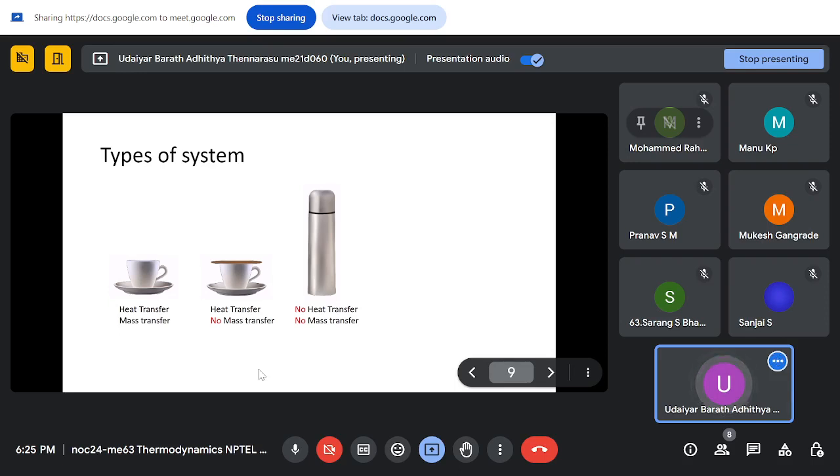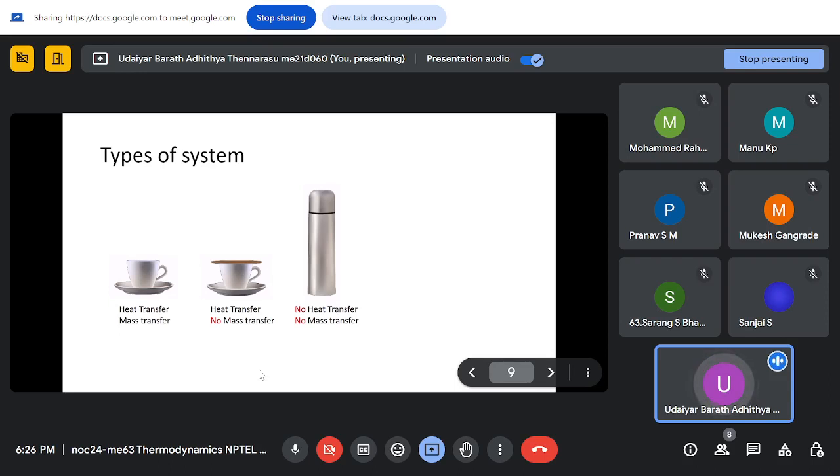Now we'll go back to something simple. You have a cup of tea, it's hot, you poured a cup of tea and kept it. What do you think? In this case you have heat transfer happening, and there's a mass transfer also happening, because the tea is hot, some will evaporate and go into the air. So the first case is an open system.